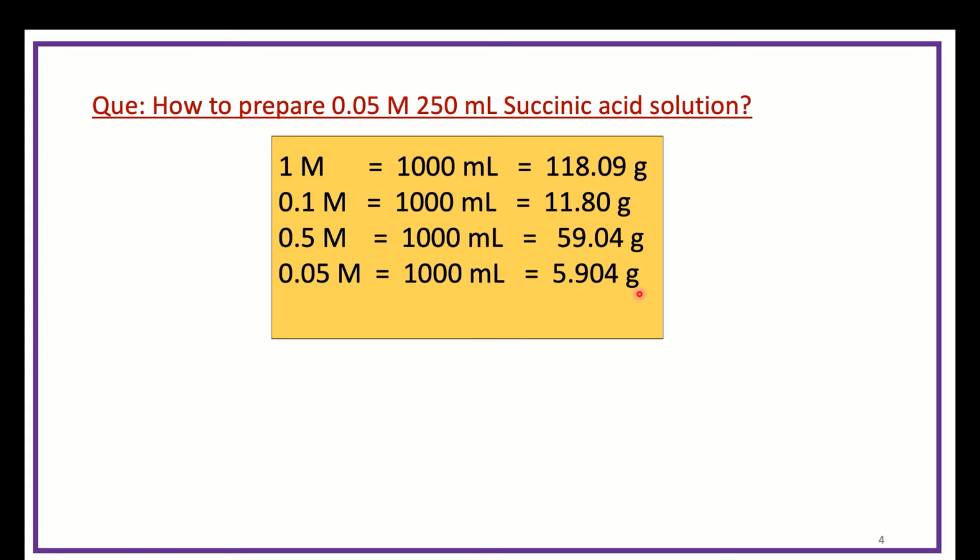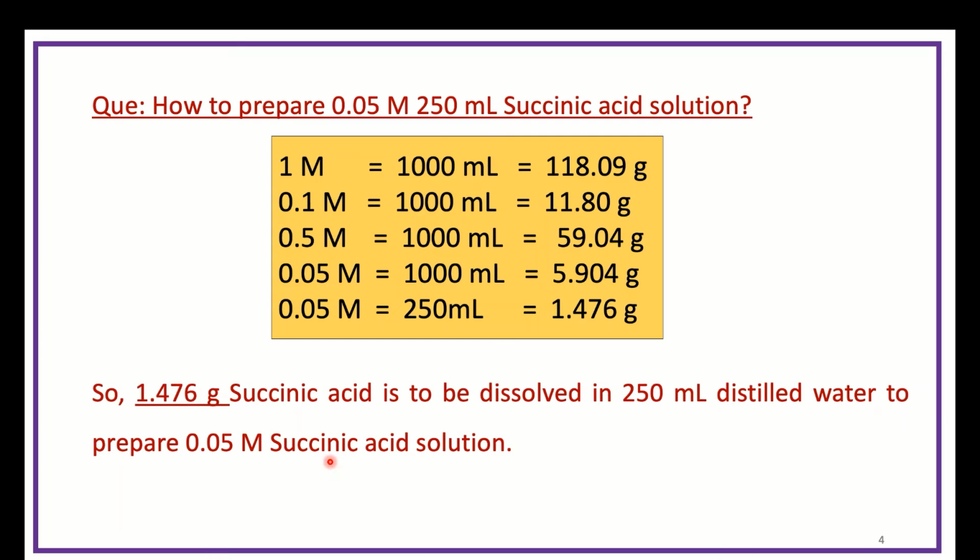Now our calculation is for 250 ml of the solution. We are doing the calculations one by one, first for molarity, then for volume. So for 0.05 molar we have already found that it requires 5.904 grams for 1000 ml. Now for 250 ml, how much do we have to take? Divide this by 4, which gives us 1.476 grams of succinic acid to be dissolved in 250 ml of solution, so that the concentration of the solution prepared is 0.05 molar. This way we can prepare the solution for a given concentration and given volume.